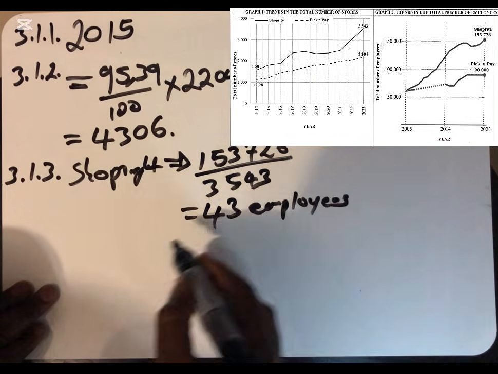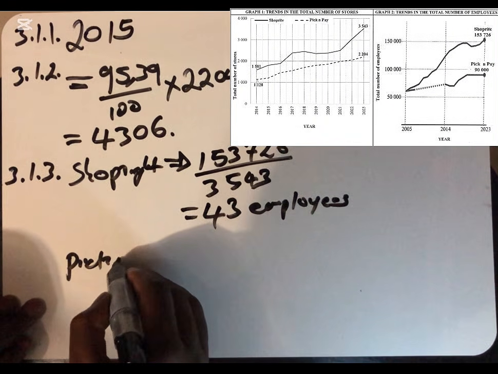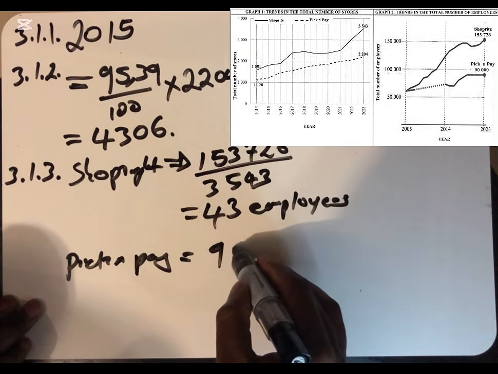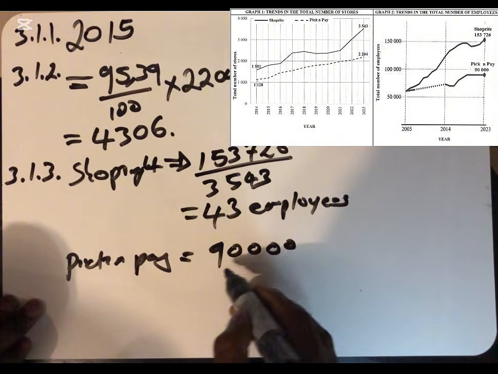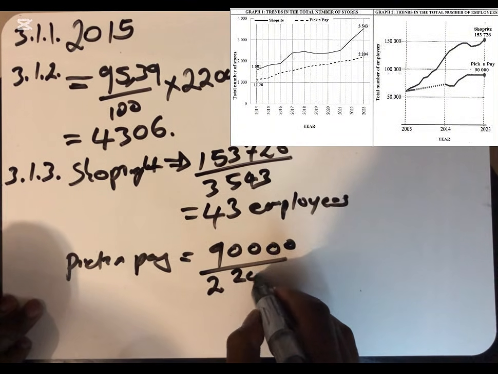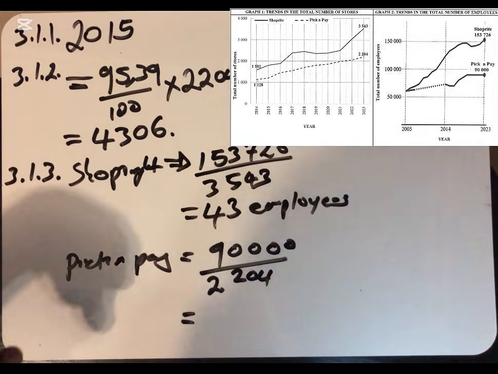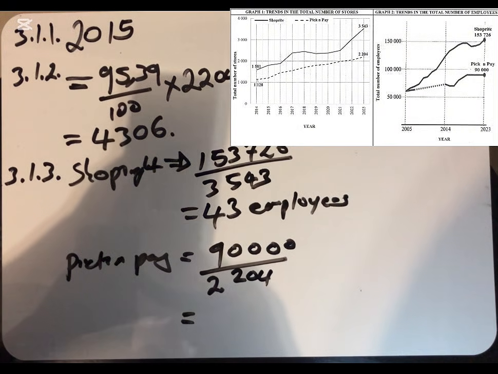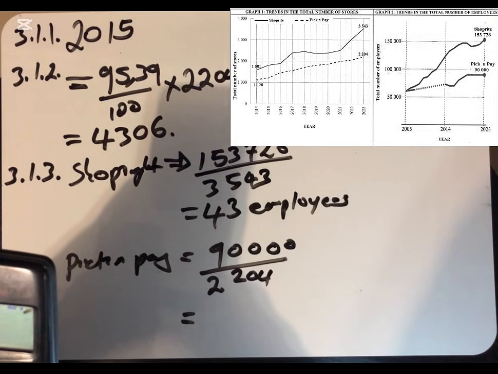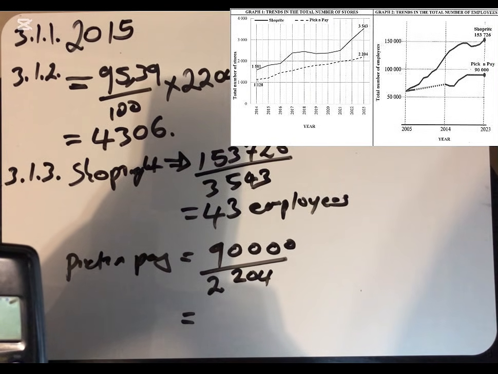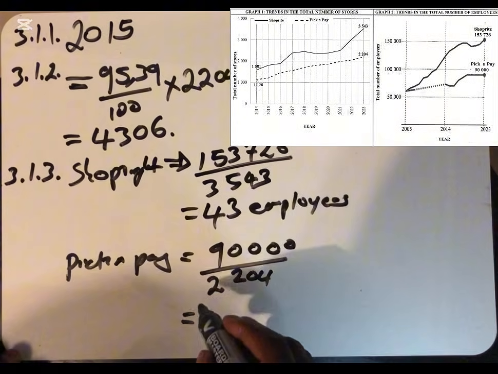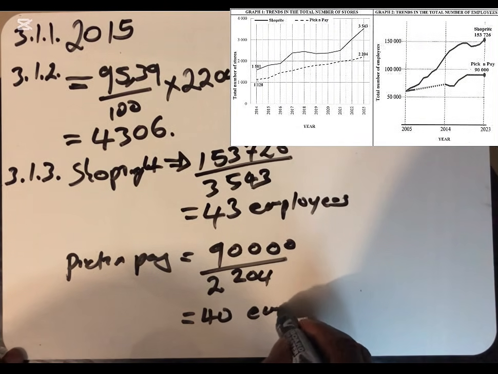Let's go to Pick n Pay. Pick n Pay is having how many employees? 90,000 divided by the number of stores of 2,204. How many employees do we have here? 90,000 divided by 2,204. We found that this one is having 40 employees.